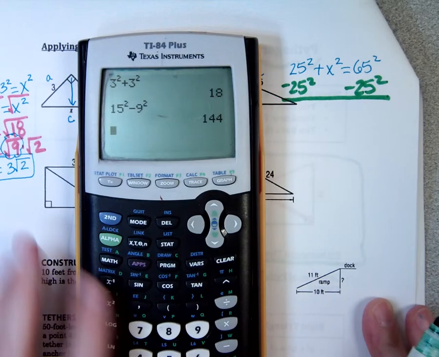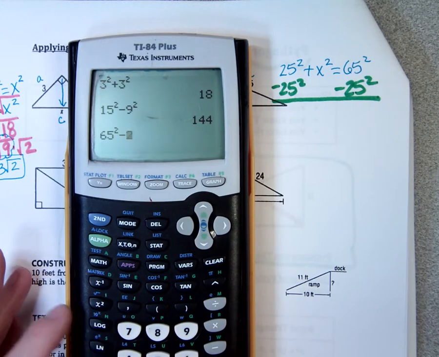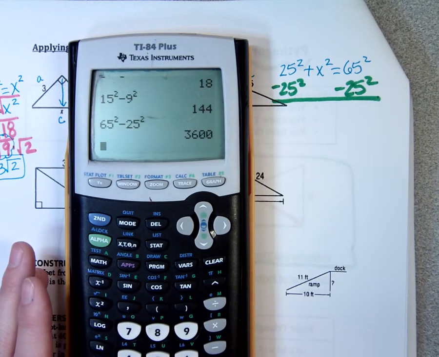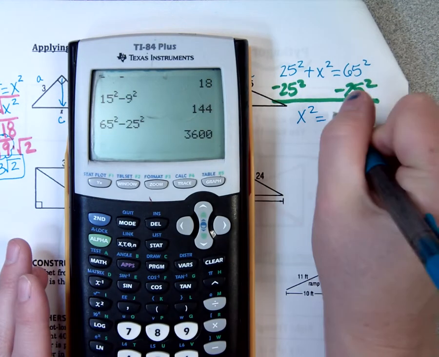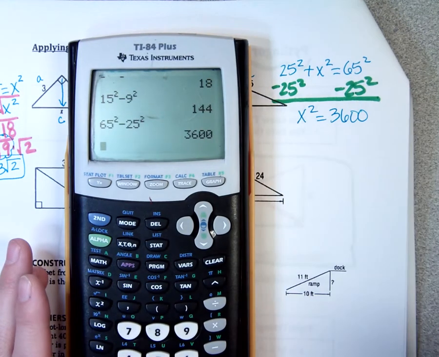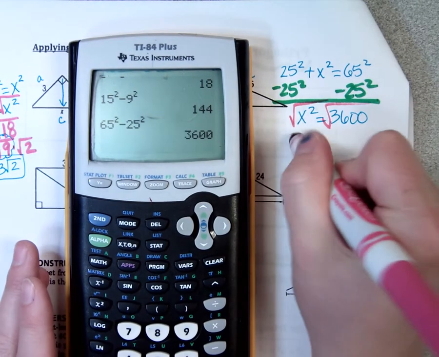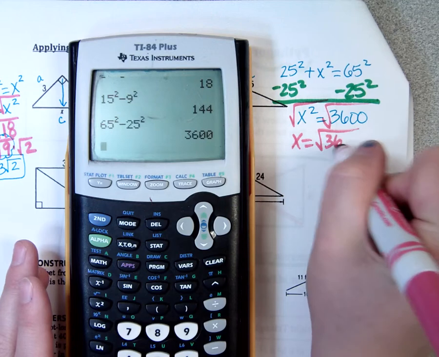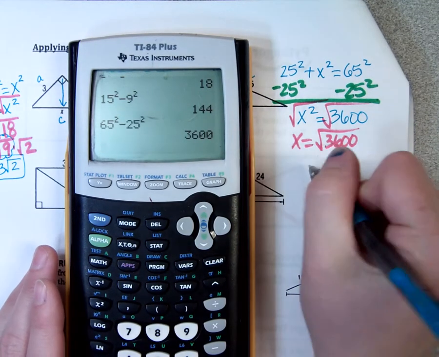That way I don't even have to worry about doing it in pieces. So in the calculator, I just go 65 squared minus 25 squared, and I get 3,600. So the x squared drops down, the equals drops down, the 3,600 drops down, and then what? Square root both sides. That gives me x is the square root of 3,600. Does that come out nice and pretty? Yes. To what? 60. Yay! So x is 60.